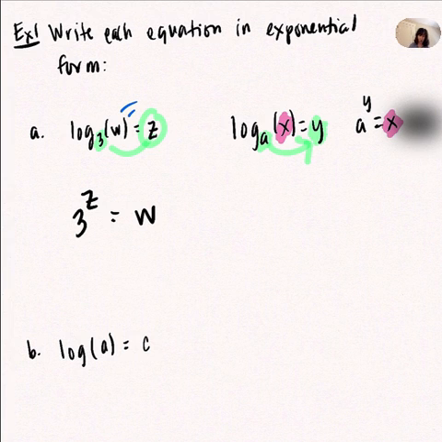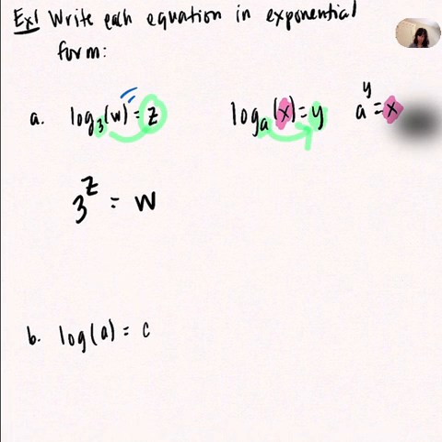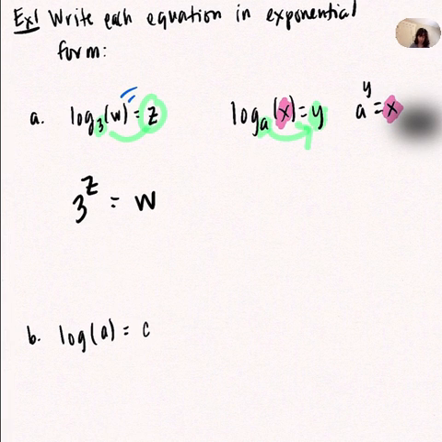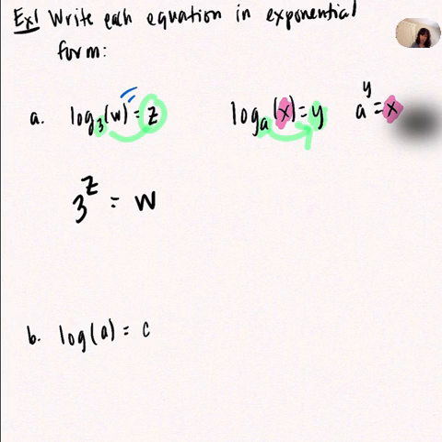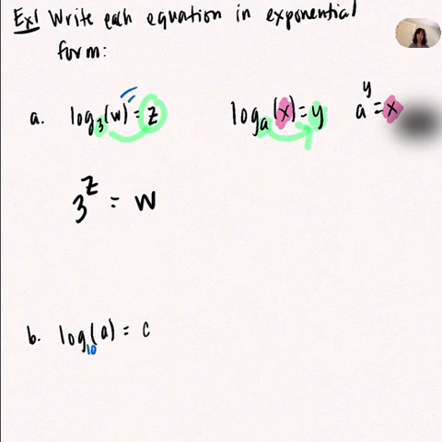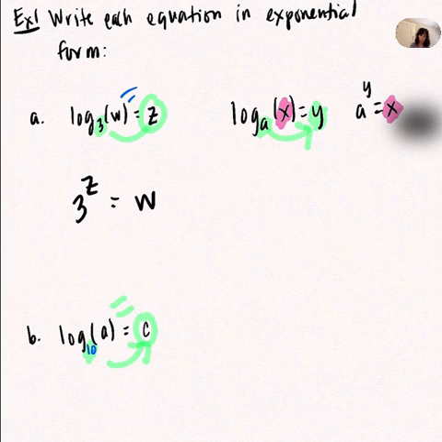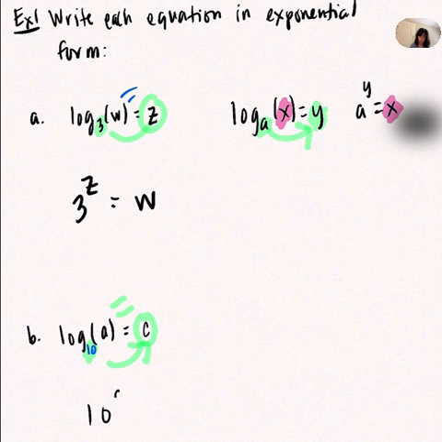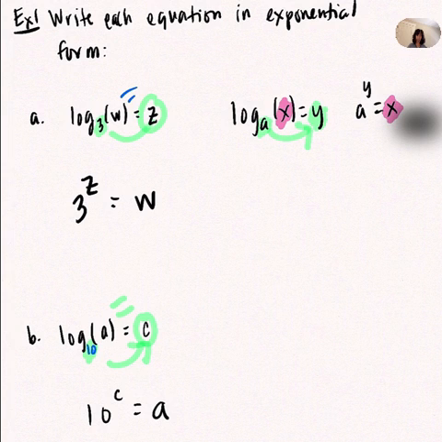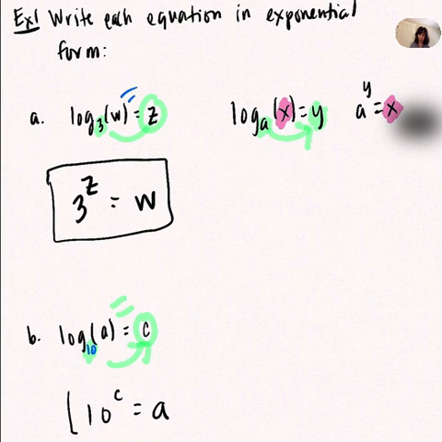Now if we do that for the second one, it looks a little different because we don't actually see a base for the log. When you don't see a base for the log, it means that it's log base 10. So we don't write the 10 when it's log base 10. For this one, we can do our circle again, and we would say 10 to the c is equal to a. And so both of these are considered to be the exponential form of the logarithm.